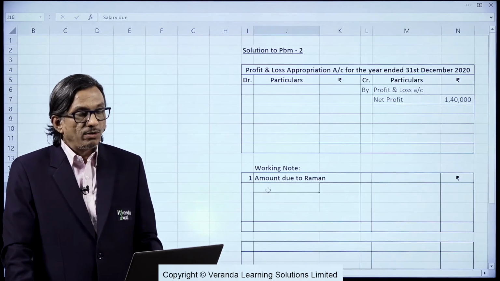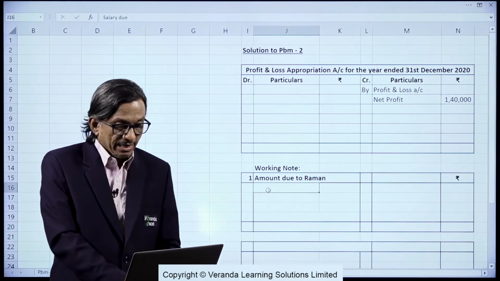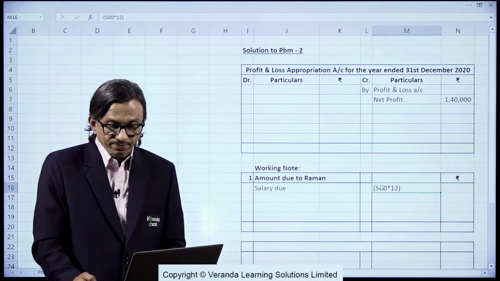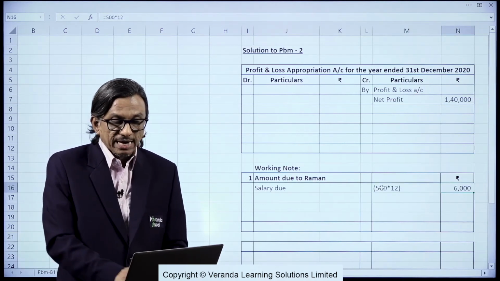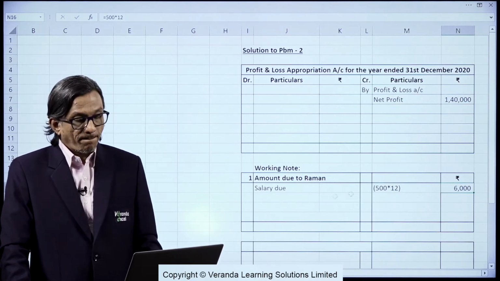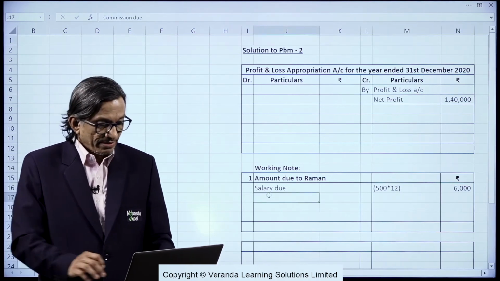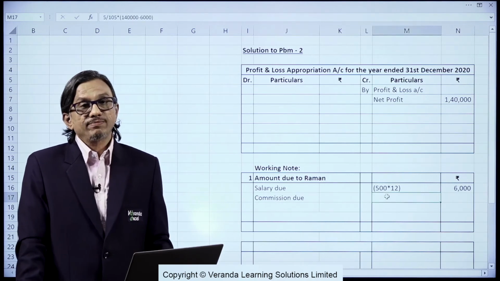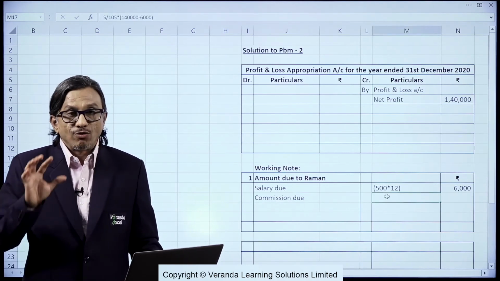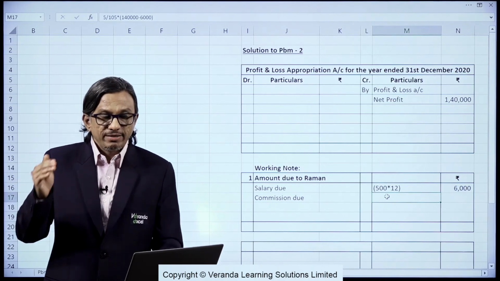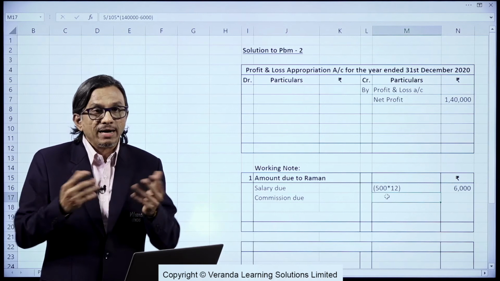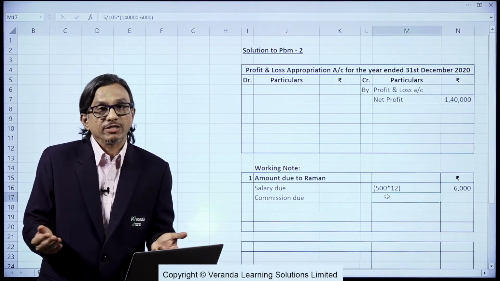Earlier, Raman was an employee. He was getting a salary of 500 per month. That means he would have got a salary of 6,000 per annum. Then he would also get a commission. But how much will be the commission he will get? If the total profit is 1,40,000, after deducting his salary and the commission, whatever the profit, on that he will get 5% as his commission.